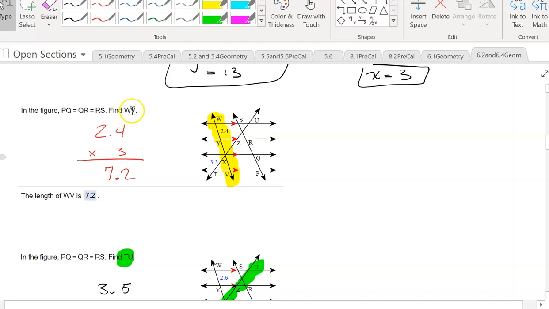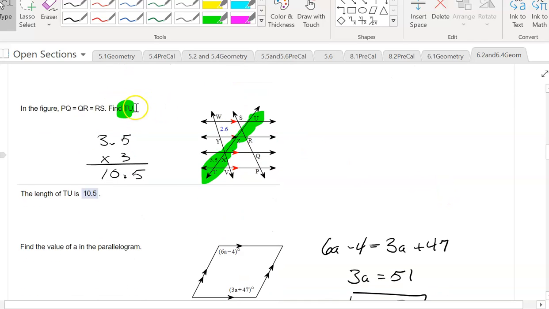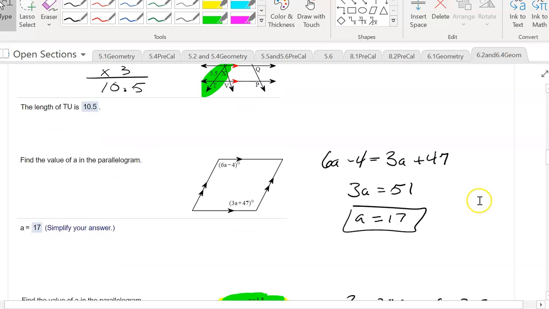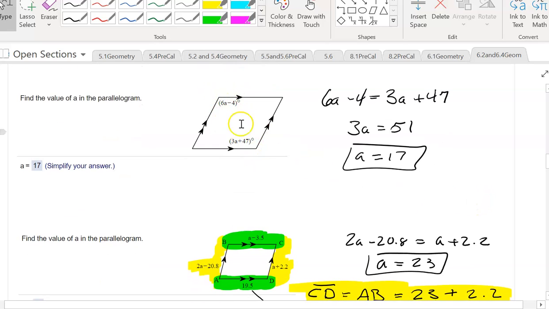Here I'm looking for WV, which is straight down here highlighted. I know that each of these is 2.4, and there are 3 of them, so I'd simply multiply times 3. Here I'm looking for TU. My value is 3.5 for each of these sections, so I just multiply times 3. Here I have these opposite angles here, which are congruent. Set them equal to each other and solve for A.